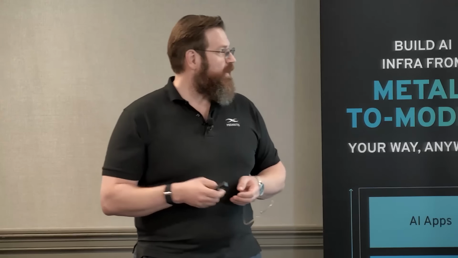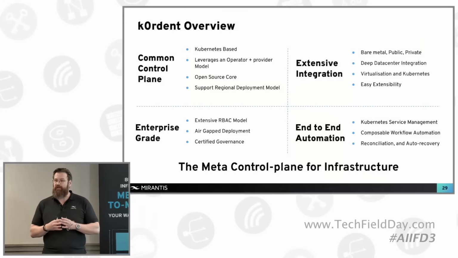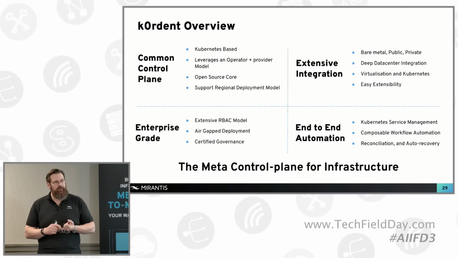Okay. So what is Cordant? Cordant is ultimately a common control plane. We sometimes refer to it as the meta control plane for infrastructure. It is Kubernetes based. There was a question earlier. We're leveraging Kubernetes essentially as an agent that allows us to run and manage infrastructure, because Kubernetes workers run pretty much absolutely everywhere. The operator model that is inherent to Kubernetes allows us to create this operator provider model. So we essentially create a set of contracts of expectations for the infrastructure, and then we plug in providers to actually deliver on those solutions.